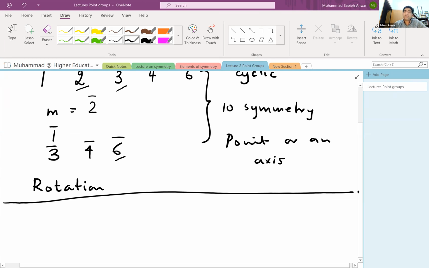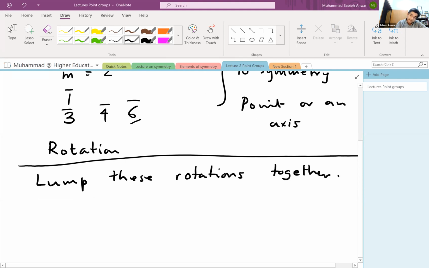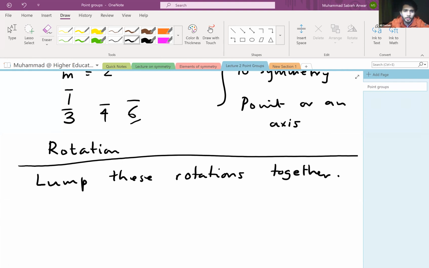Now, what we could do, in fact, is lump these rotations together. Does anyone remember or has anyone studied group theory? And can anyone tell me what is a mathematical group? Sir, it's a kind of set with closure under multiplication, associativity, and some other. I think there are two more properties.